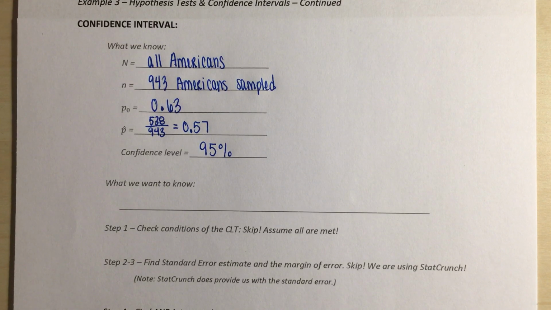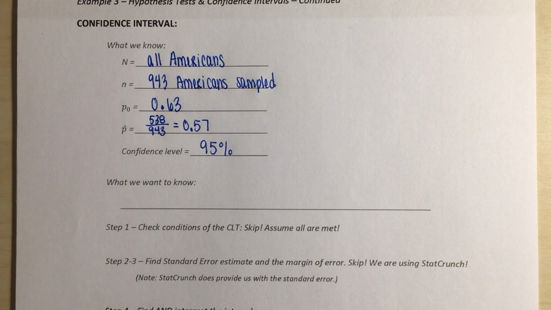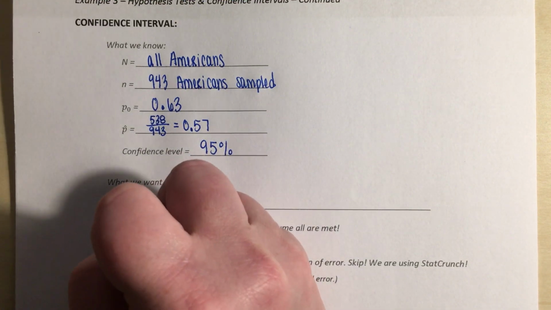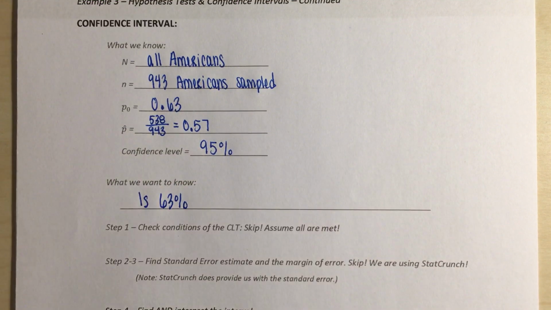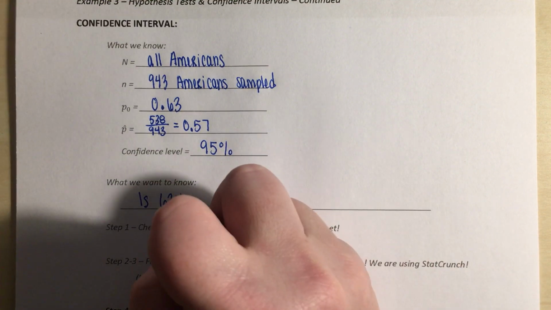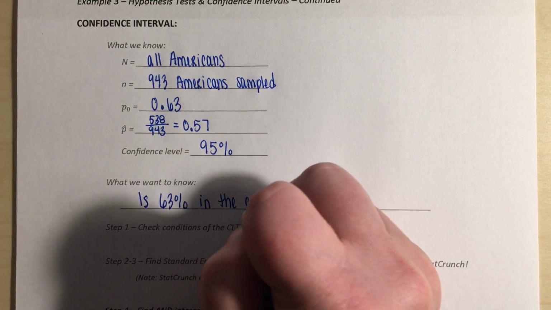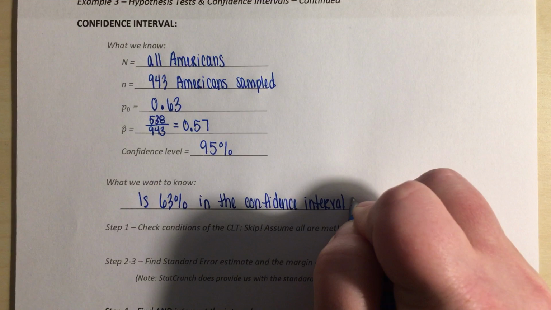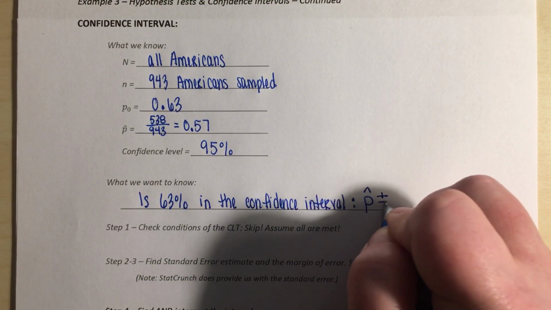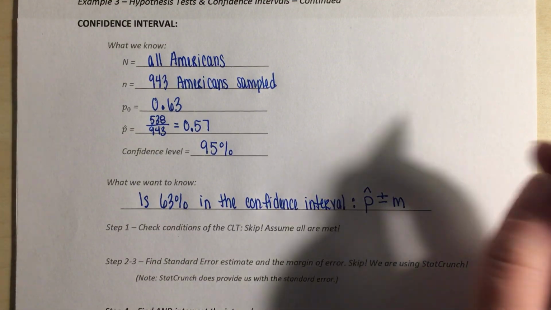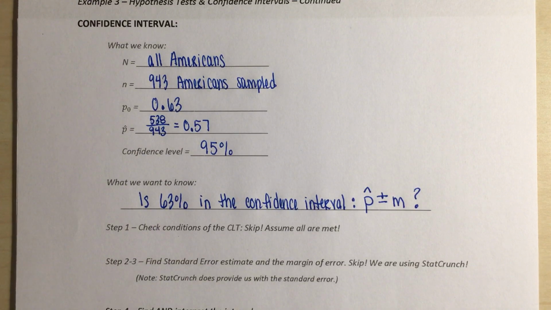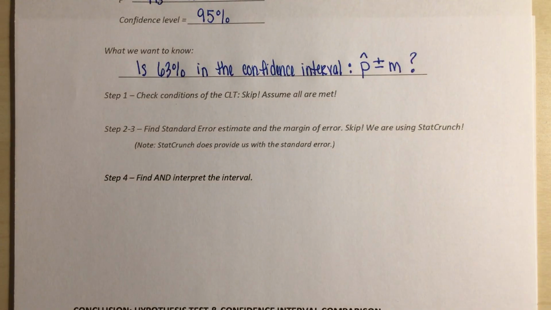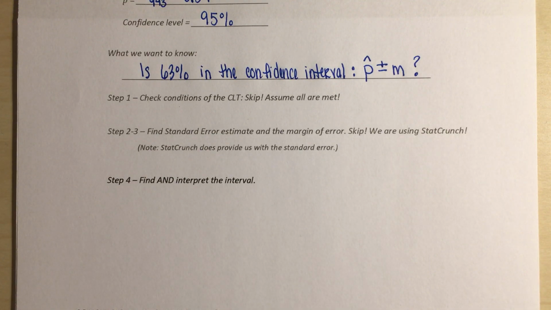And what we're looking for here, thinking about how we're going to phrase this differently, now we're thinking a confidence interval. We're thinking about an estimation. So we want to know, is 63%, what we claim to be true about our population, in the confidence interval from our sample? Again, our confidence interval, remember, is P hat plus or minus M, P hat plus or minus our margin of error. Again, as we did in the last part, we're just going to skip our conditions for our central limit theorem. They are met. It is something that we do want to think about, we're just going to skip it in this case.